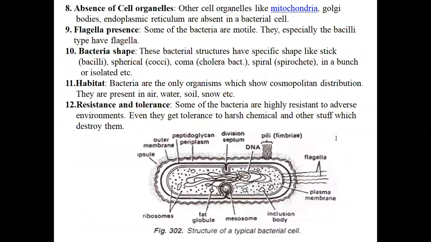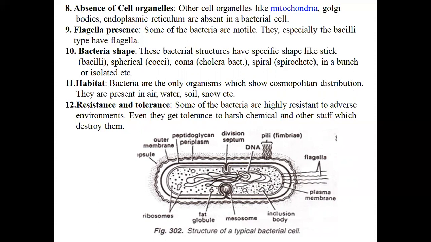So moving towards the next special character, that is absence of the cell organelles. Cell organelles like mitochondria, Golgi bodies, and endoplasmic reticulum are absent in the bacterial cell, which we have seen in some other cells like fungal cells. But you can see here in the picture, ribosomes are there, the mesosomes are there. But most cell organelles like mitochondria, Golgi bodies, and endoplasmic reticulum are absent in the bacterial cell.